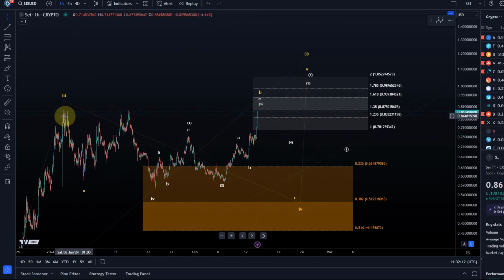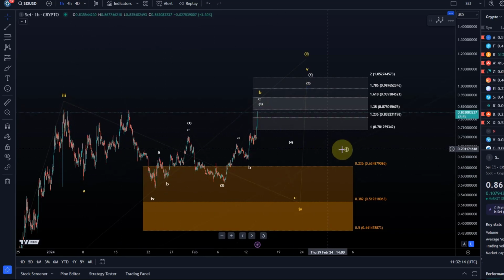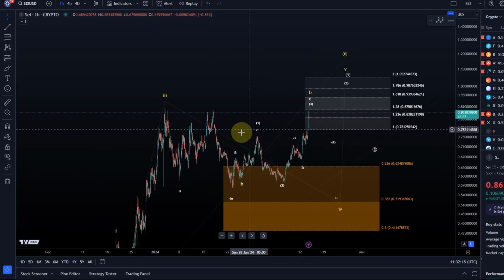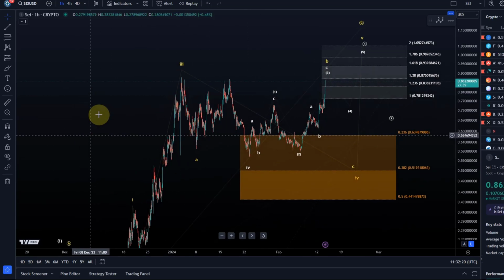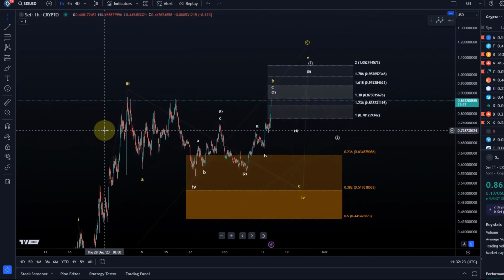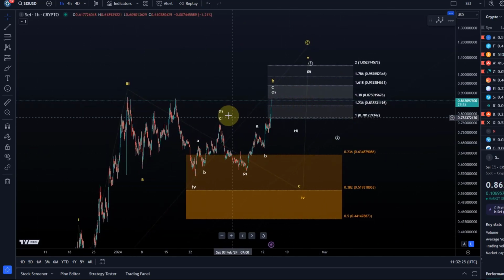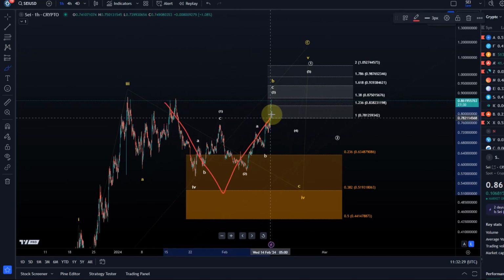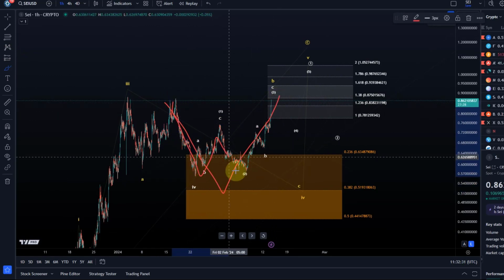Now, it's interesting because it might be forming something that looks a bit like an inverse head and shoulders pattern. Now, it's not really an inverse head and shoulders. Some people say they are only reversal patterns. Well, they can be continuation patterns as well. The thing is, if we have an inverse head and shoulders, it should really just be like one head. You have two heads, okay?